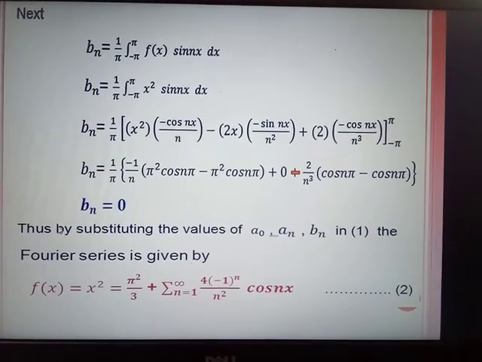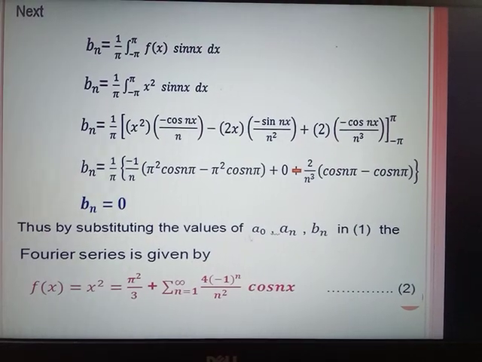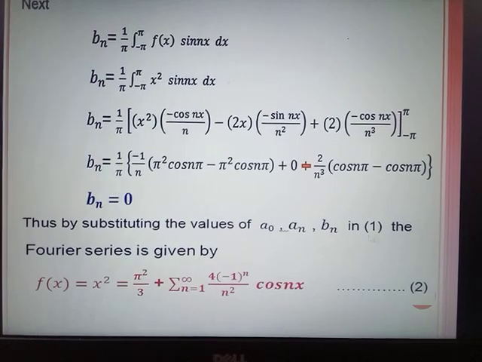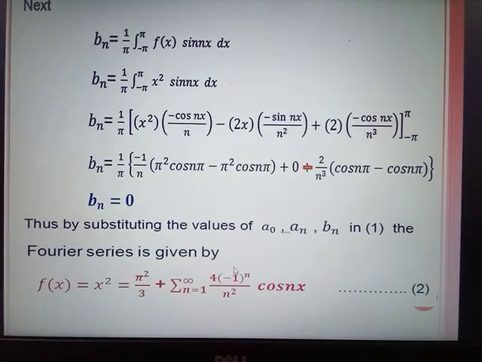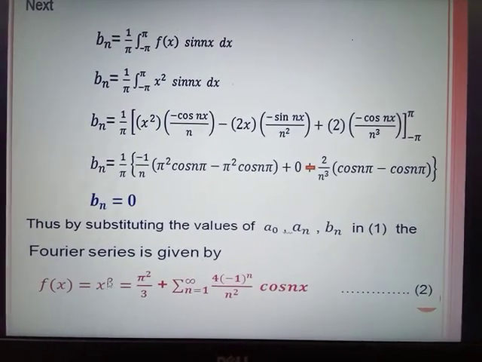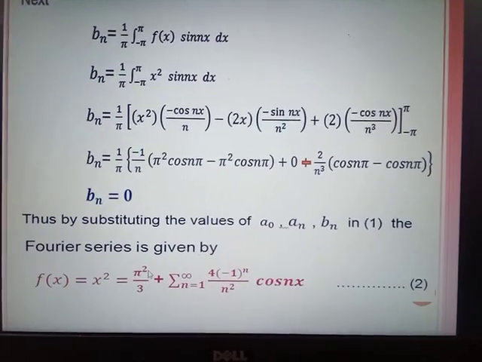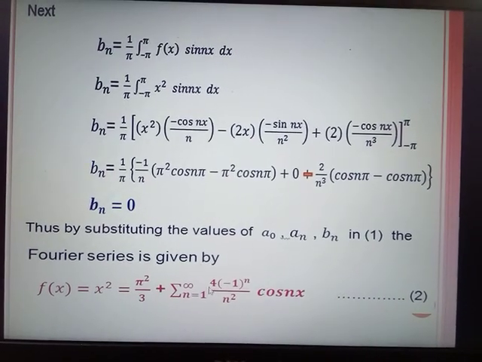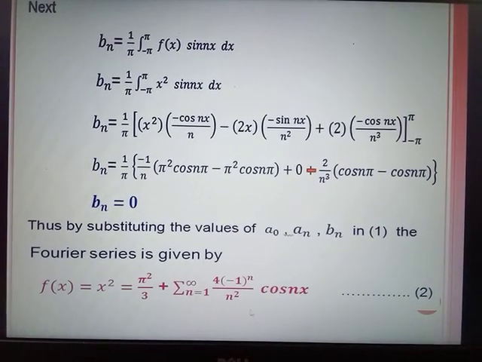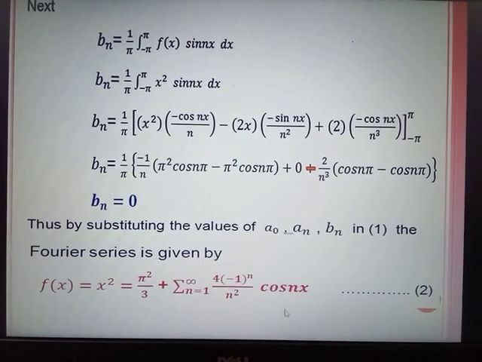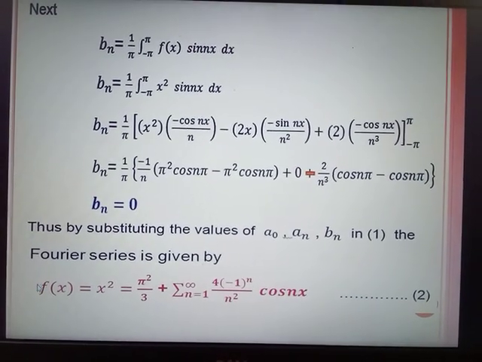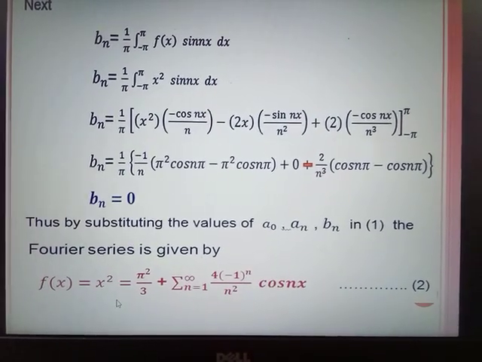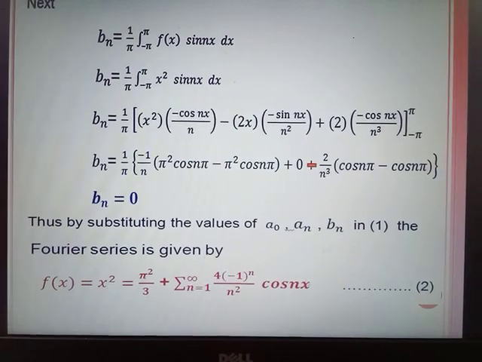Thus, by substituting these values of a0, an, bn in equation 1, the Fourier series is given by f of x is equal to, here f of x is x square, which is equal to pi square by 3 plus summation n running from 1 to infinity 4 into minus 1 raised to n divided by n square into cos nx. This is the Fourier series of the given function, that is x square. Next we have to deduce the given expansion. For that, consider this as equation 2.